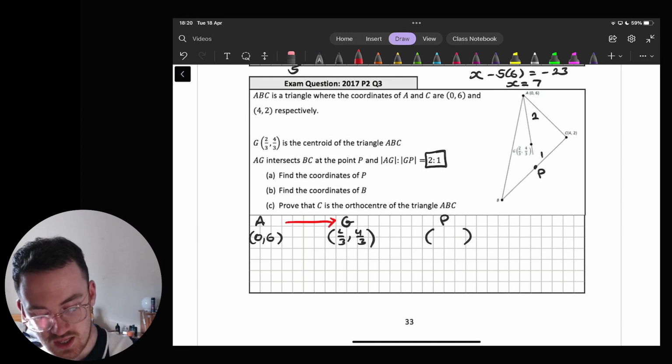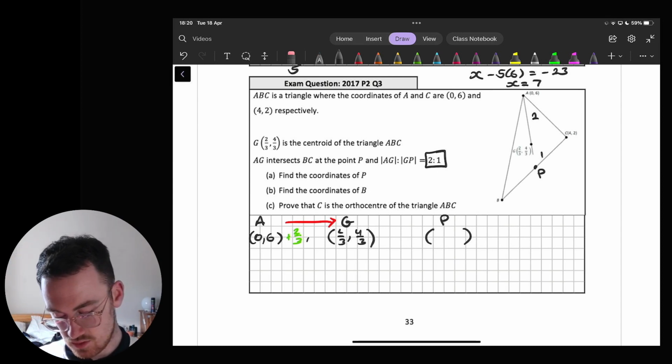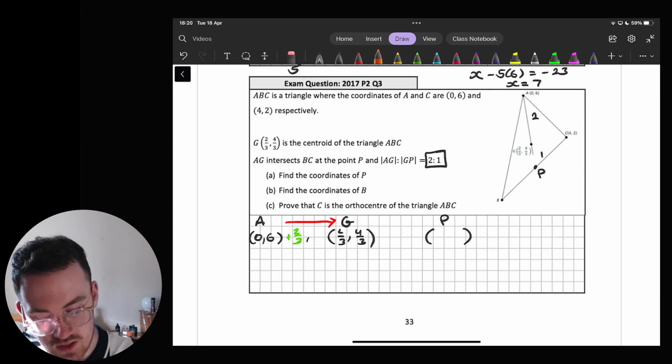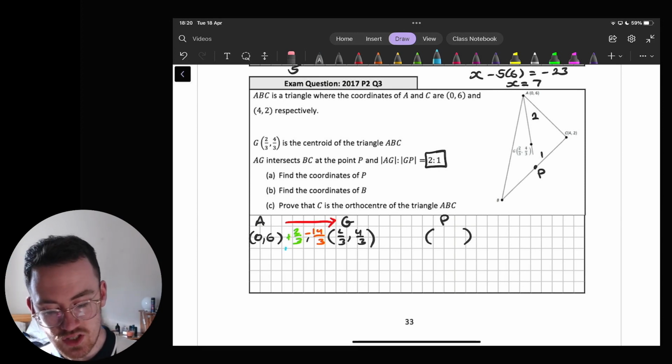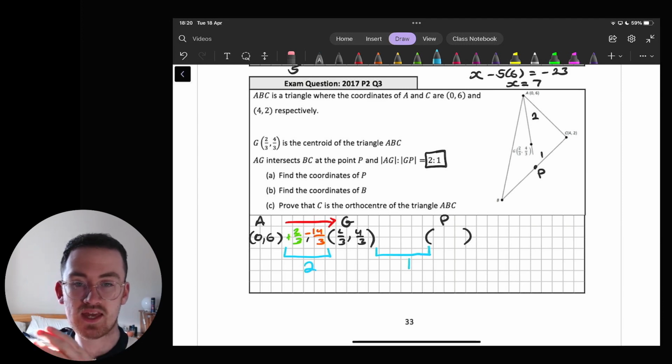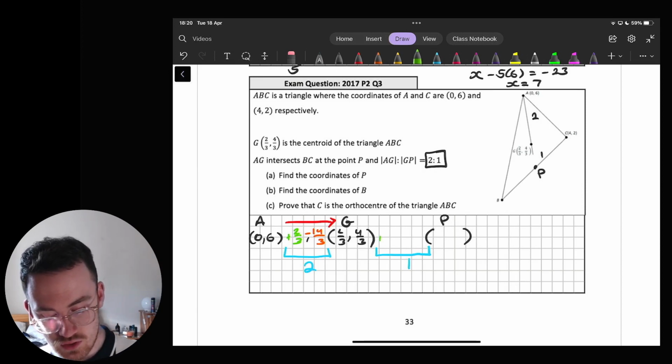To go from A to G, I would need to add on 2/3 to my x coordinate, and to my y coordinate I would have to subtract 14/3. And following the ratio that we have, this is in a ratio of 2:1. So what I do to go from A to G, I need to halve in order to go from G to P. So instead of adding on 2/3, I'll just add on 1/3. Instead of taking away 14/3, I will just take away 7/3.